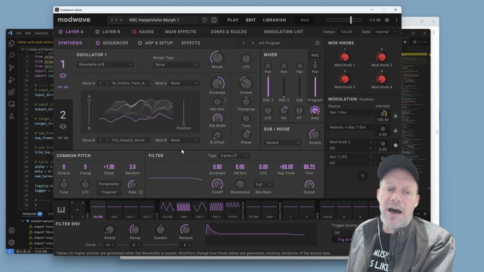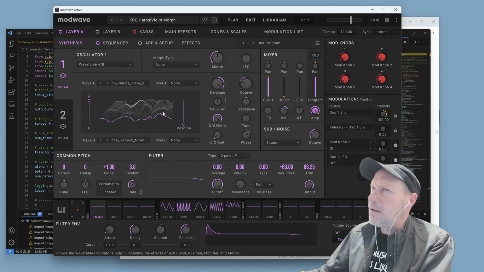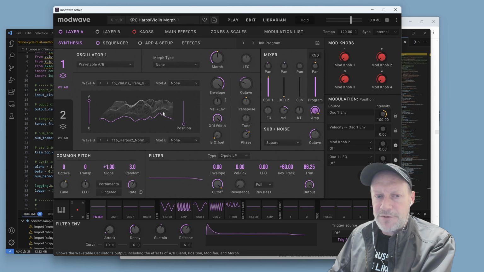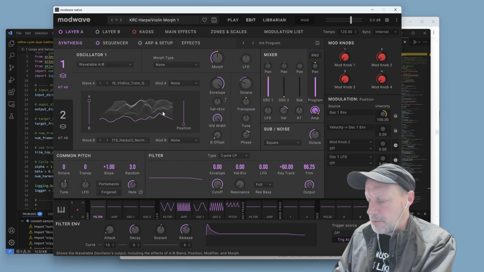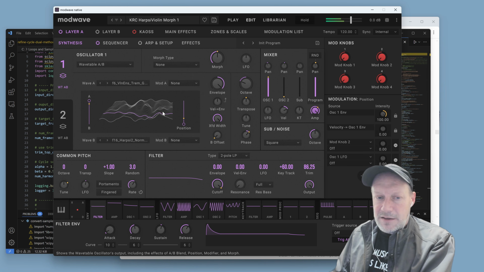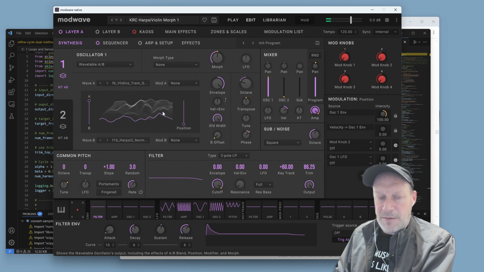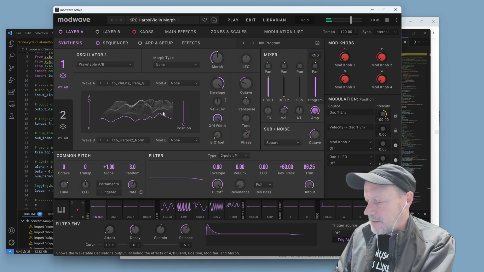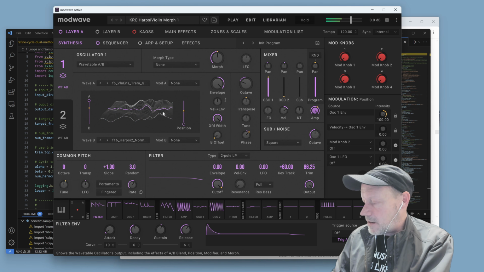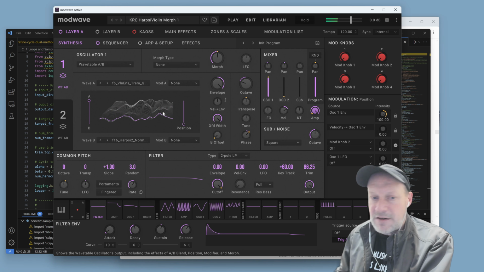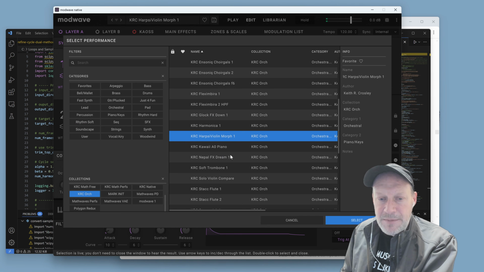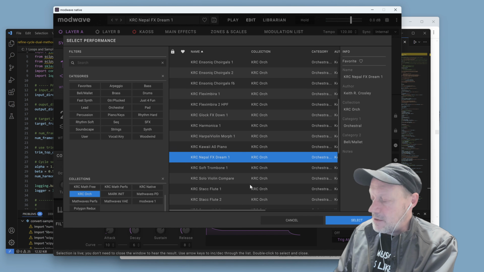More morphs. As I mentioned, while with the pianos a lot of the samples didn't convert very well, harpsichords did for the most part. And so here I'm morphing from a harpsichord waveform to a violin ensemble waveform. And so it's a very interesting hybrid instrument. You get the idea. There's a lot of cool stuff you can do here.